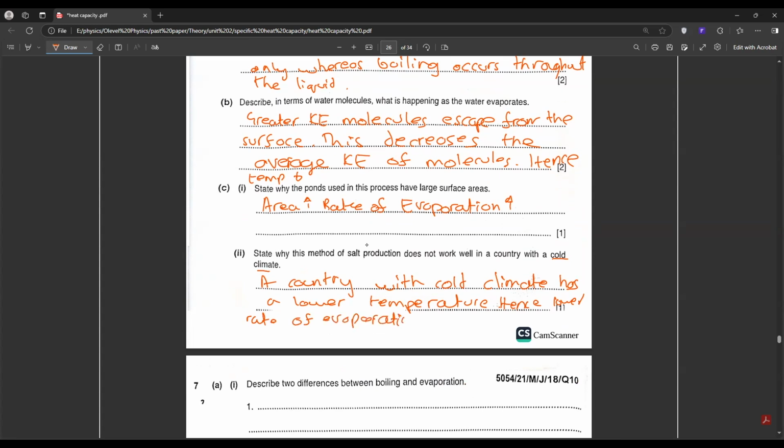So this marks the end of theory past papers for specific heat capacity. If you have any questions, you may ask.